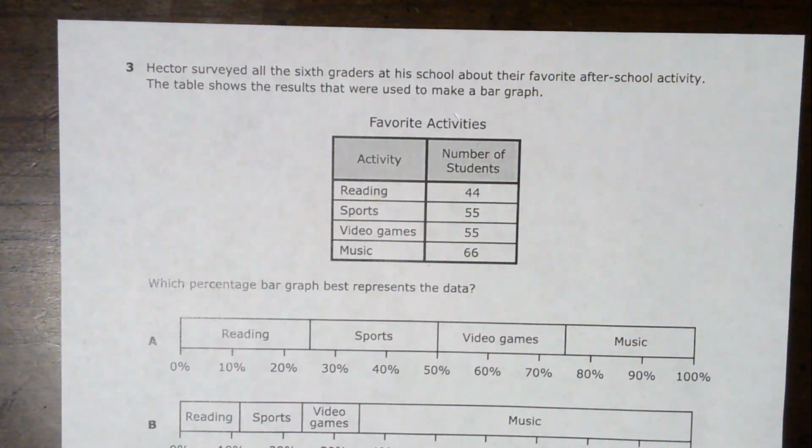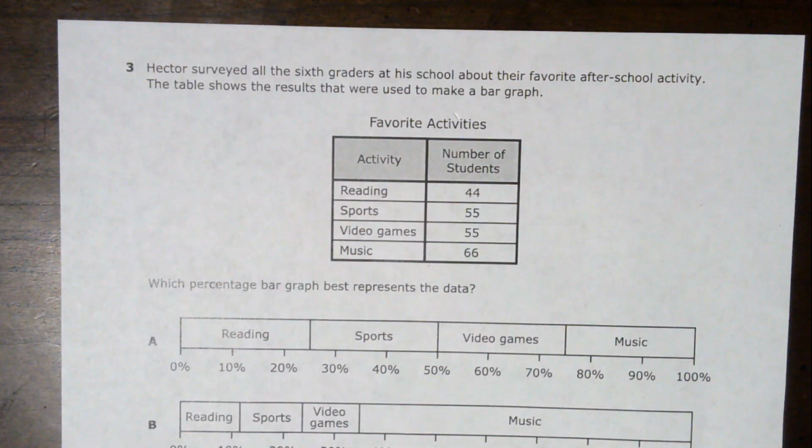Okay, so the question says Hector surveyed all the sixth graders at his school about their favorite after-school activity. The table shows the results that were used to make the bar graph. I want you to notice that you have a table with 4 categories, different choices of activities, and a number of students. It says which percentage bar graph best represents the data.